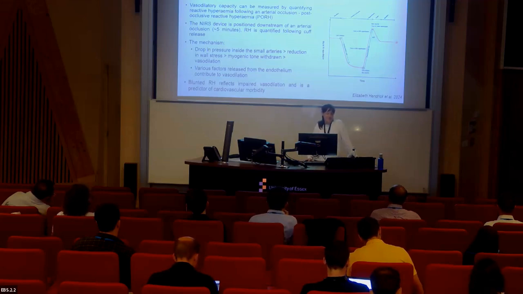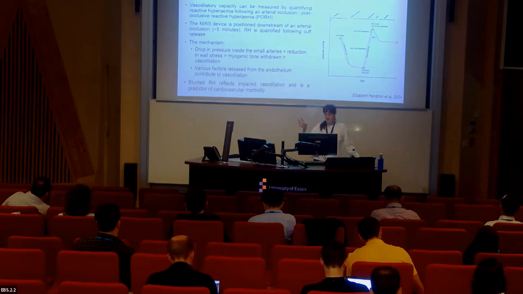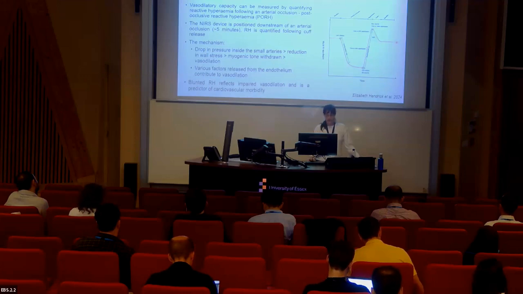And the mechanism of this is that there's a drop of pressure inside the small arteries, and you get a reduction in circumferential wall stress, and then myogenic tone is withdrawn, and you get vasodilation of the small blood vessels. And there's various factors released from the endothelium, nitric oxide, adenosine, etc., that contribute to that vasodilation. And we know that a blunted reactive hyperemia, not just with mNIRS, but measured with other techniques, ultrasound, venous occlusion plethysmography, indicates impaired vasodilation, and this is a predictor of future cardiovascular morbidity.